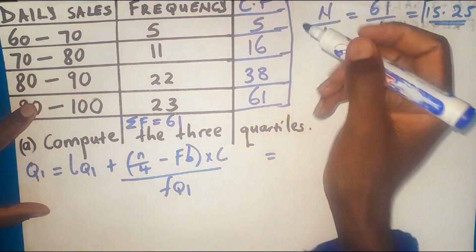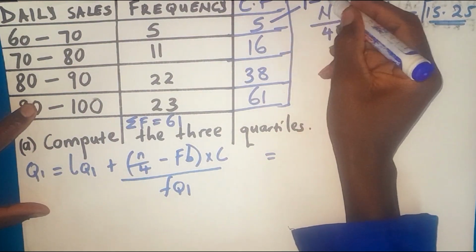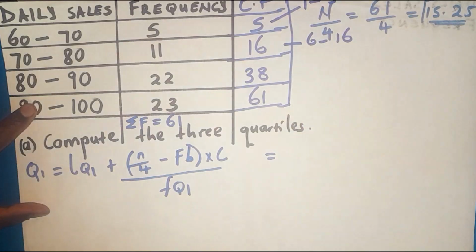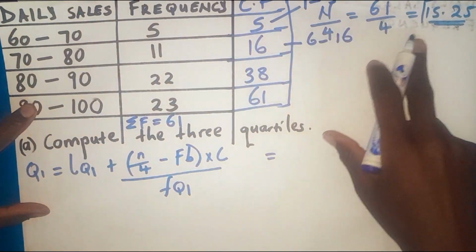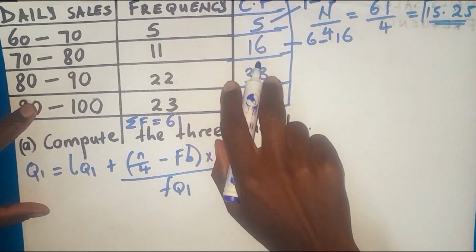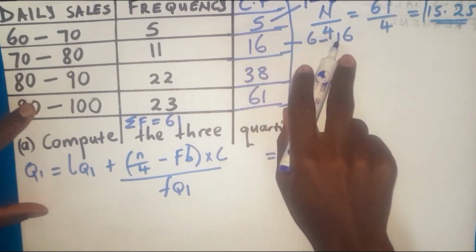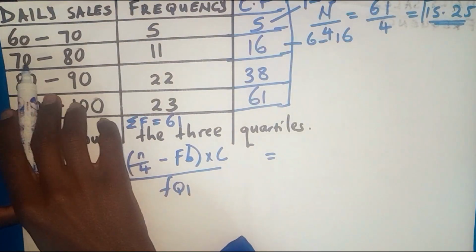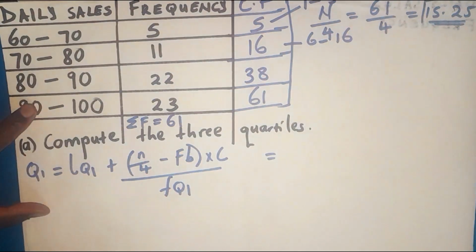So we will come here to our frequency. I'm going to say this one is for 1 to 5 observations, and then this one is for 6 to 16 observations. So we identify that the 15.25 observation is in between here, where we have 6 to 16. So it means our first quartile class is located here on the second class.